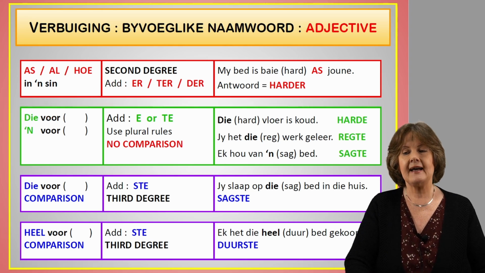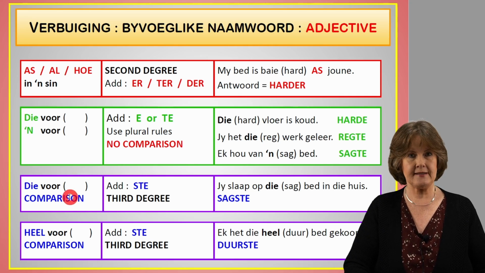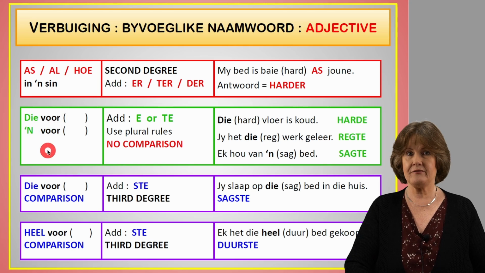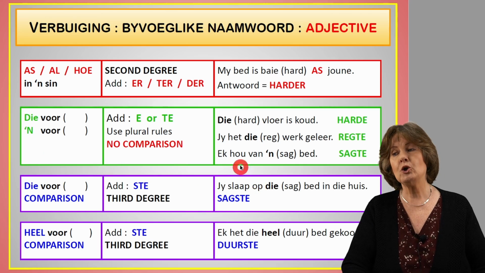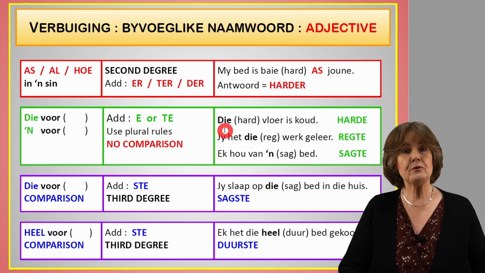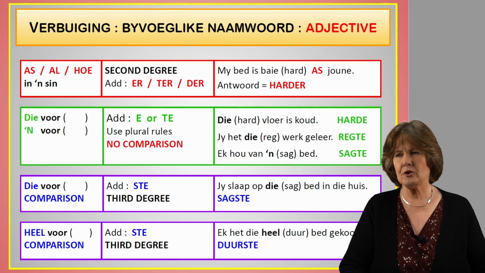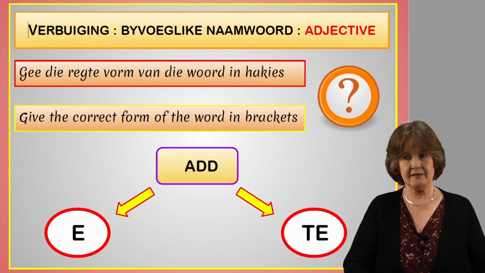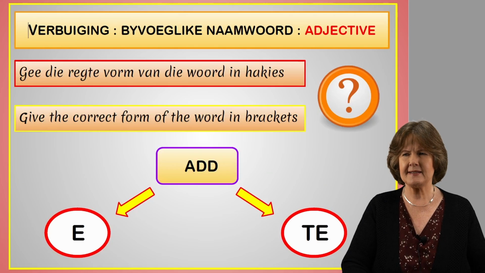Now let's look at a D in front of a bracket. You've got two options there. Whenever you have a "die" or a "'n" in front of a bracket, that will be straight in front, not any other place in your sentence, then you need to look at the sentence. Look at that sentence here. Die hartvloer is koud. So when there's no comparison, remember I told you, you add an E or a TE. It's as simple as that.